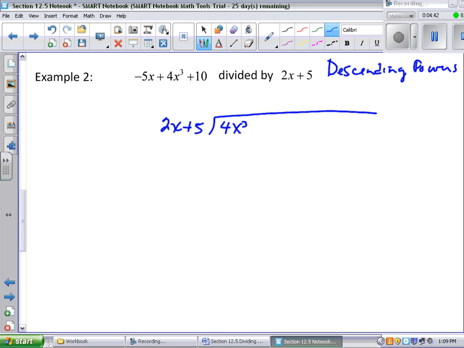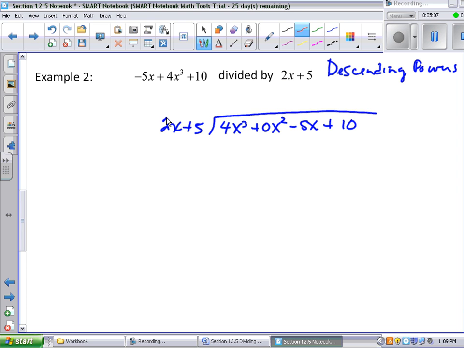I'm going to start with the 4x cubed, and I'm going to put a 0x squared and a 0x. No, not a 0x. There is a minus 5x. Minus 5x and a plus 10. And then I've got every power represented. And I need to do that because sometimes the powers pop back in the body of the problem and you don't have a place to put them.